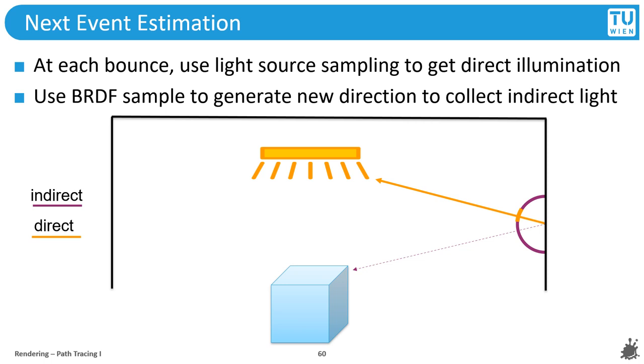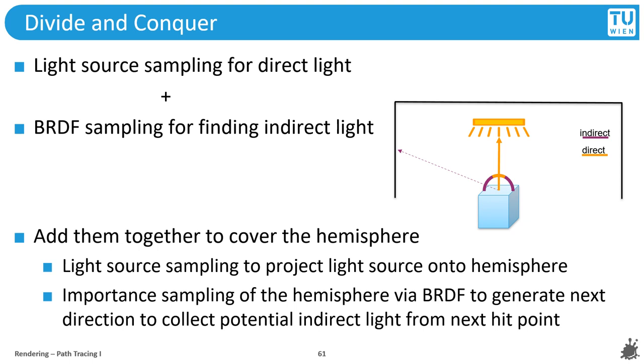In the path tracing routine, all that we need to do is add up the results from light source sampling and from recursive hemisphere sampling. That way, we will be projecting light sources for direct light and leave the selection of qualified directions for indirect sampling to the BRDF and its importance sampling.